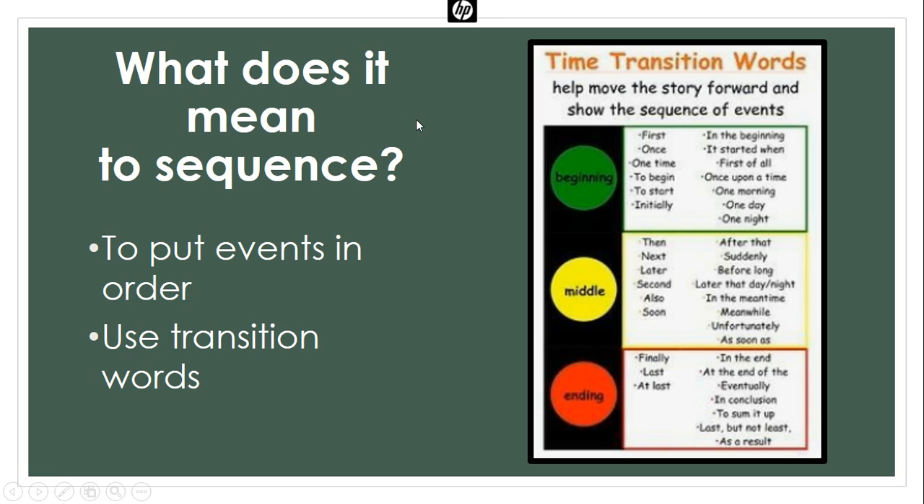What does it mean to sequence? When we are sequencing, we're putting events in order. We're making sure that they're in chronological order from beginning to end. And we're going to be using some transition words. In class, a lot of you might have used the words first, next, then, and last. But remember, those aren't the only words we can use. There's a whole list of other words we can use right here. So feel free to use those as well.